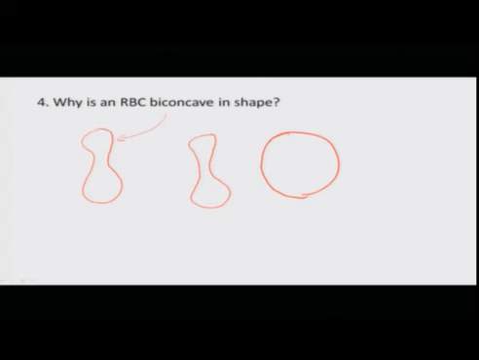Why does it need a larger surface area to volume? So that it can readily absorb oxygen, and gaseous exchange between oxygen and carbon dioxide can readily take place, and this can therefore carry the gases very easily in large quantities to the desired destination.